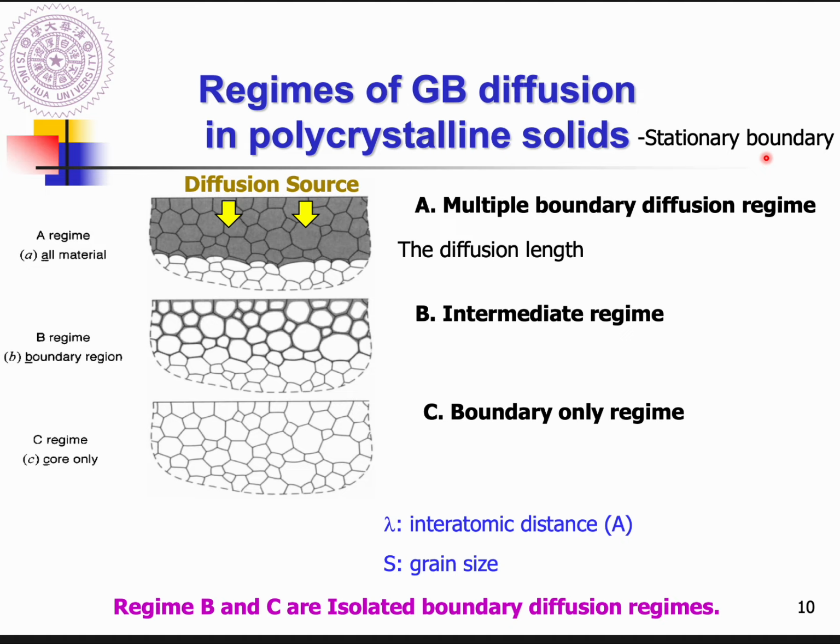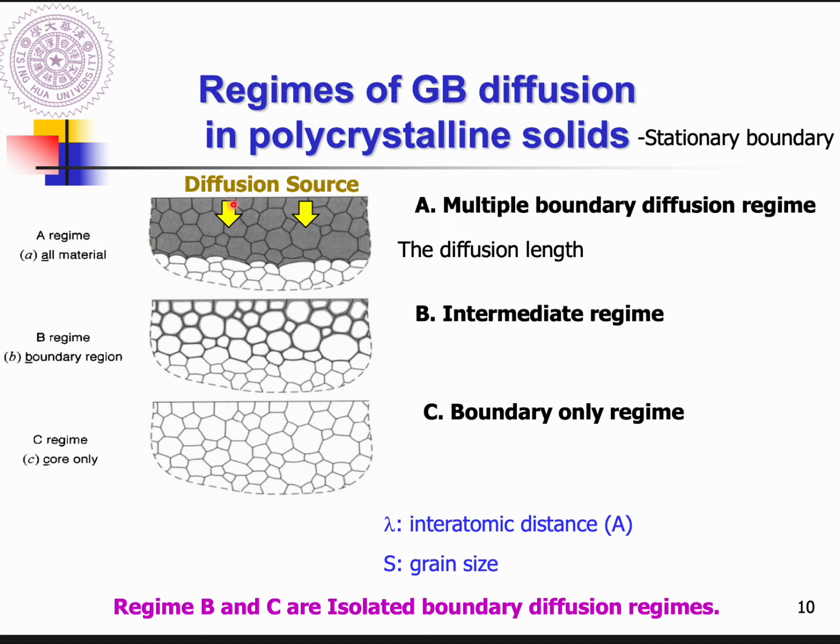So in most cases, the temperature during diffusion will be higher, and that sometimes will cause grain growth to happen. So here we assume that the grain boundary is not moving, meaning we use a lower temperature for diffusion. And the diffusion source, we put on the top of our substrate, and the substrate is a polycrystalline material. So you can see that there are lots of grains. Okay, so let's take a look at the A region.